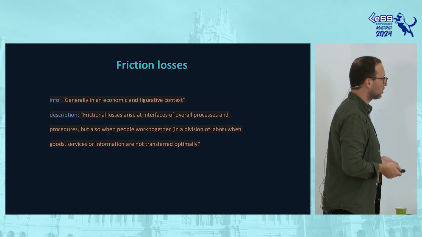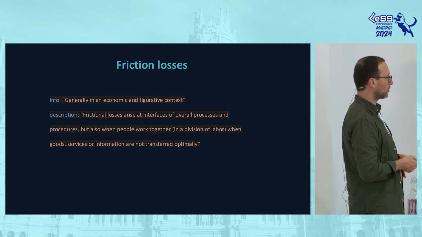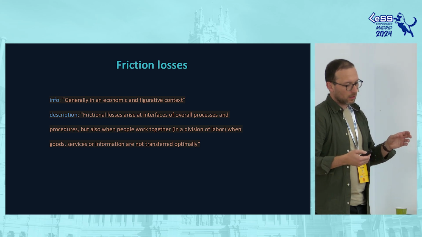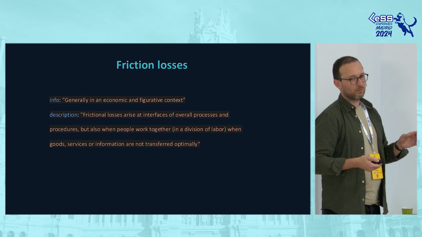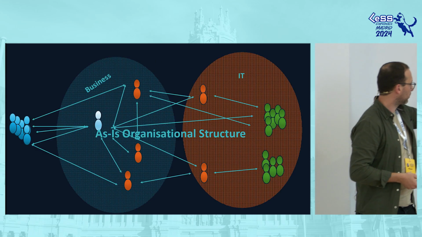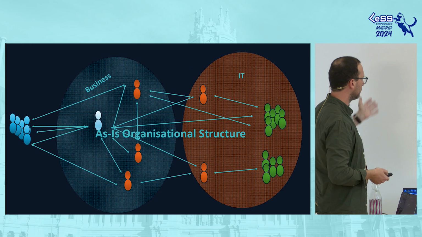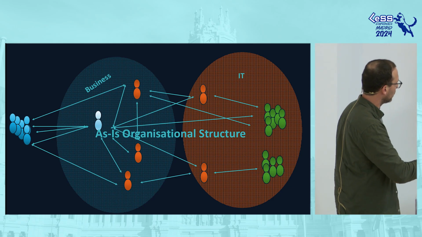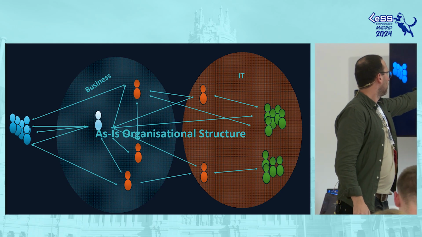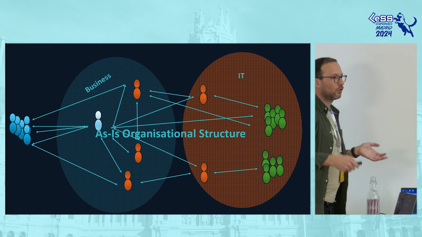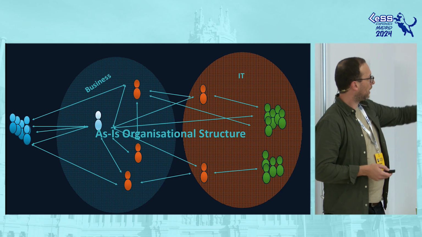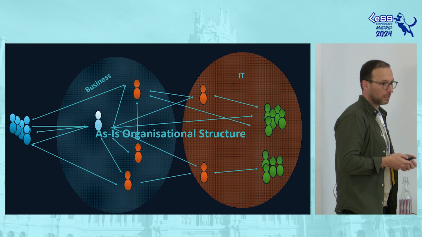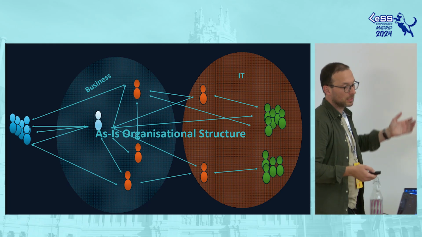But how did the situation look before? So the as-is organizational structure before was like this. It was an in-house development where we developed software for those blue guys over there, the users. And we had that guy in the middle. This was the guy who mentioned we have too much friction losses. And the orange ones were helping hands of him. They helped him in requirements analysis, and this was the business department.